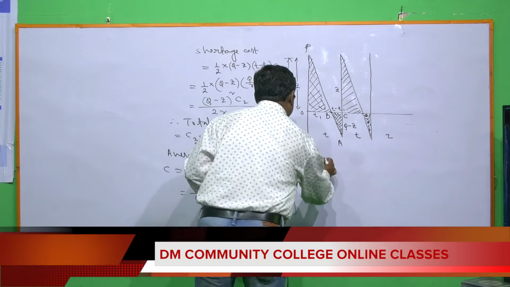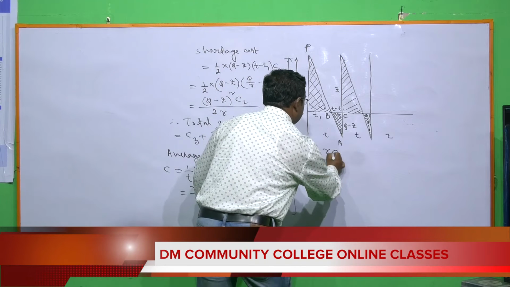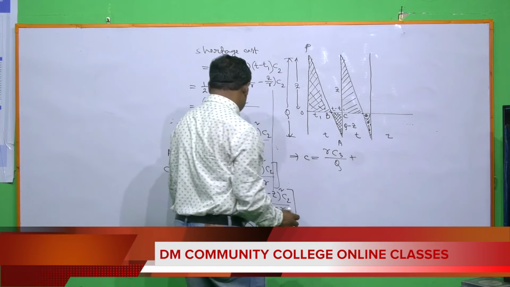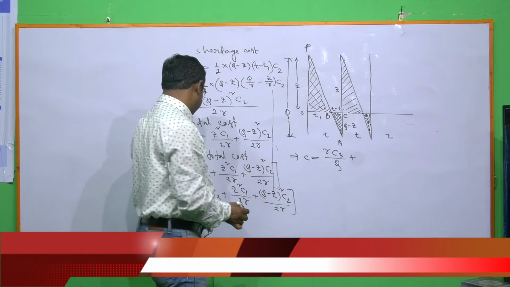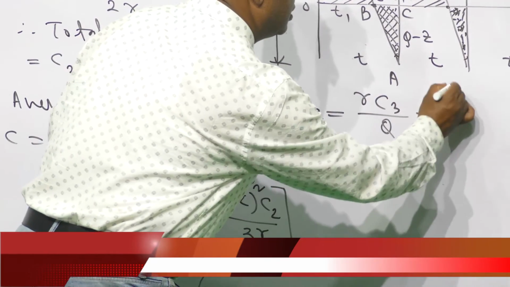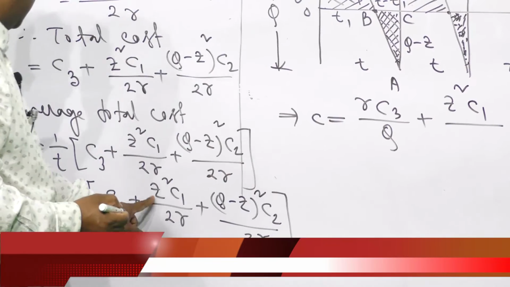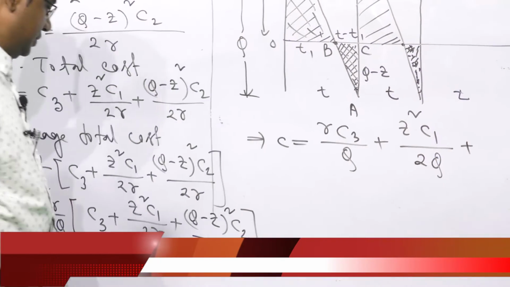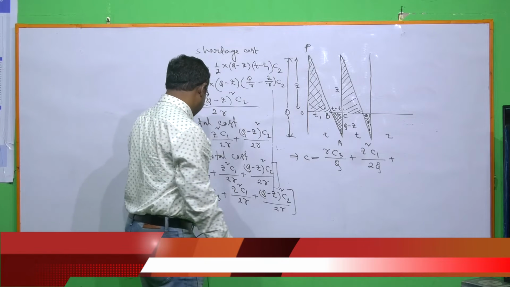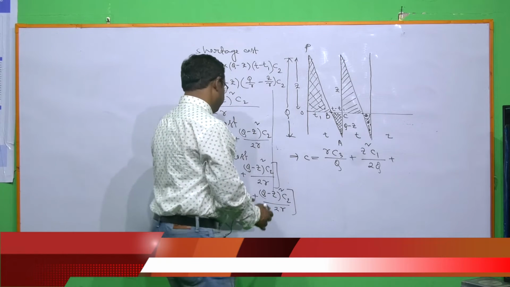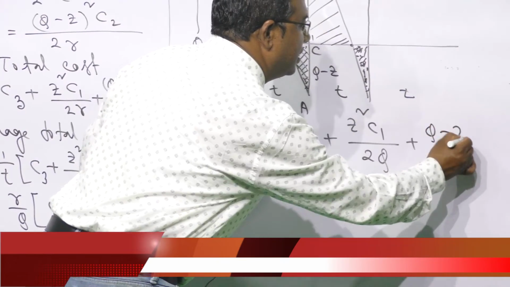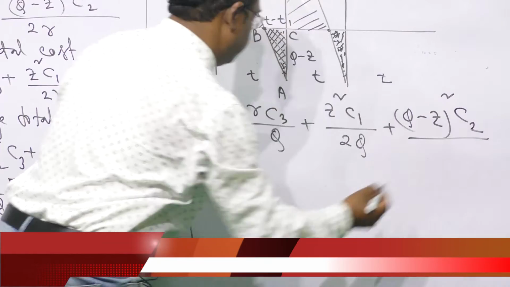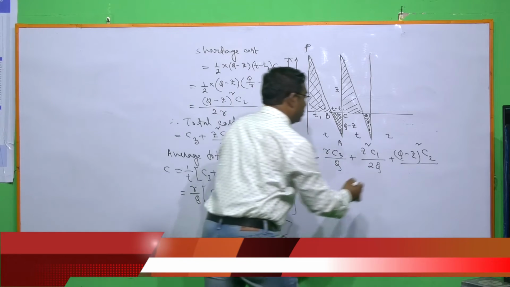This is equal to R C3 by Q plus, R and R cancel, Z square C1 by 2Q, plus, multiplying in the third term, R and R cancel, Q minus Z whole square C2 by twice Q.